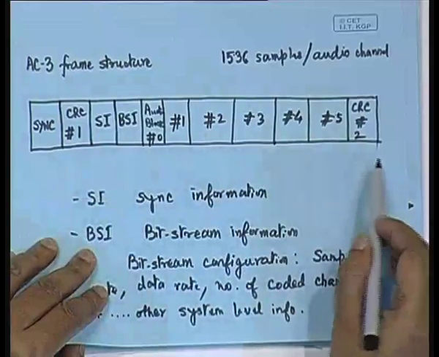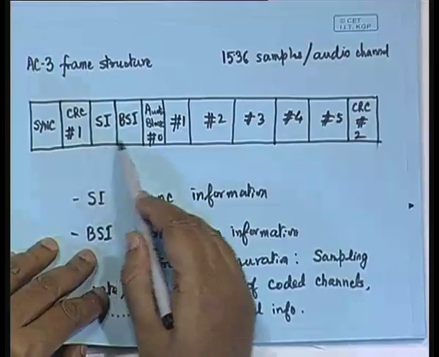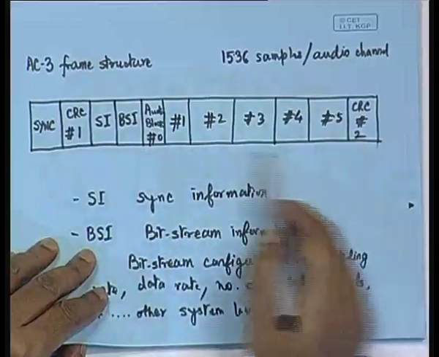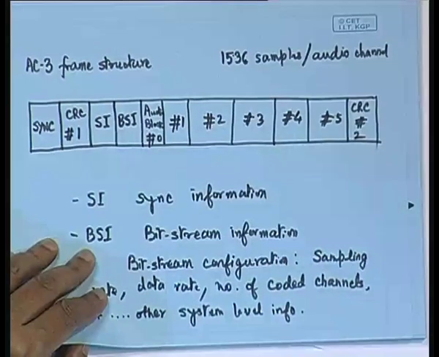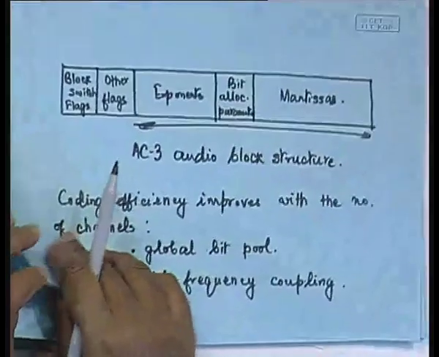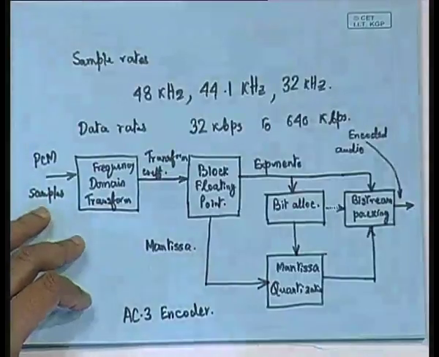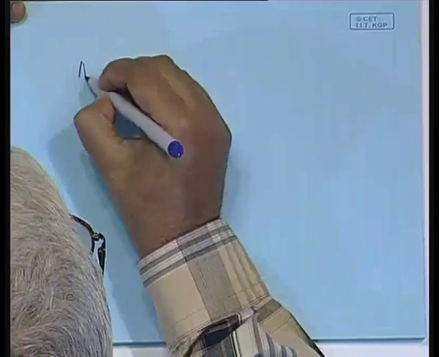From the frame structure itself, first we have to identify the CRC, we have to identify the SI and BSI information, and then only will we be in a position to unpack the audio blocks, and once the audio blocks are unpacked, then the exponent, bit allocation part and mantissas can be unpacked. So, the AC3 decoding can be described in the form of a pseudo code like this. So, we describe the pseudo code.